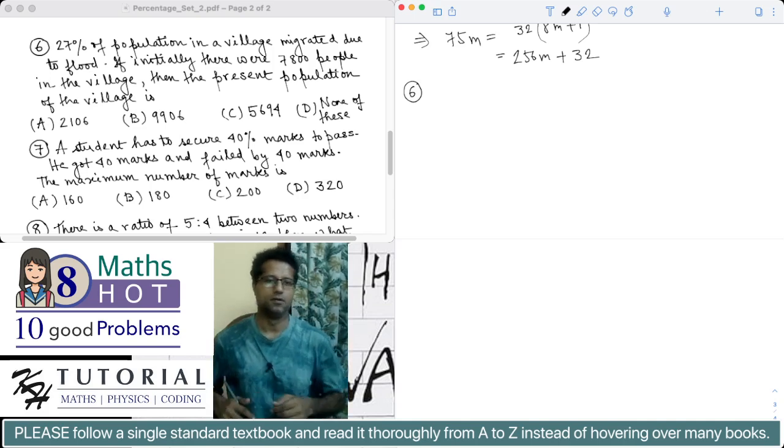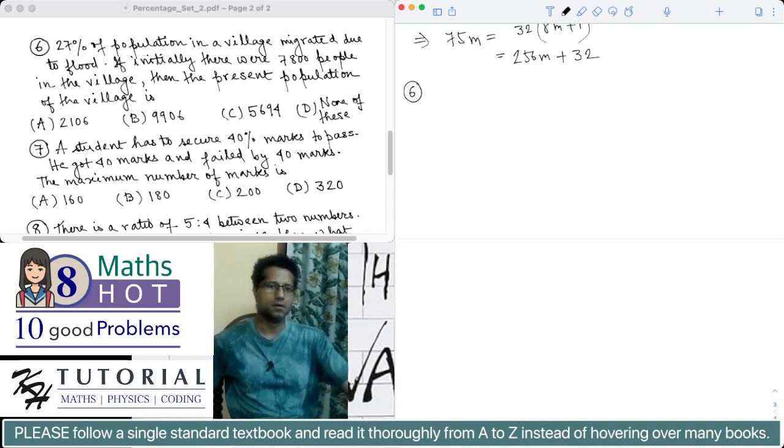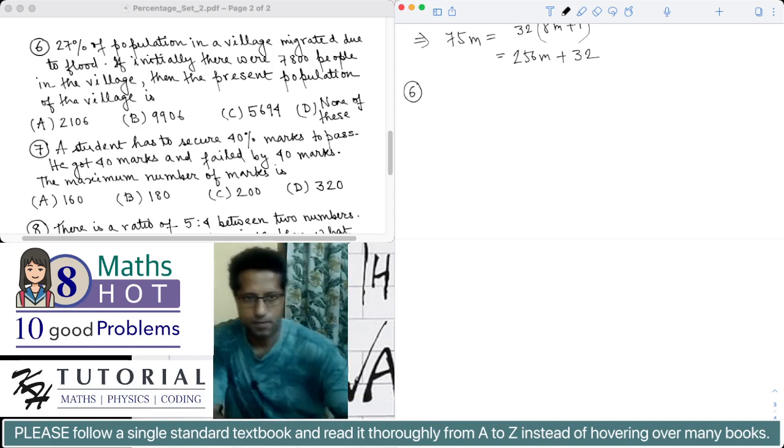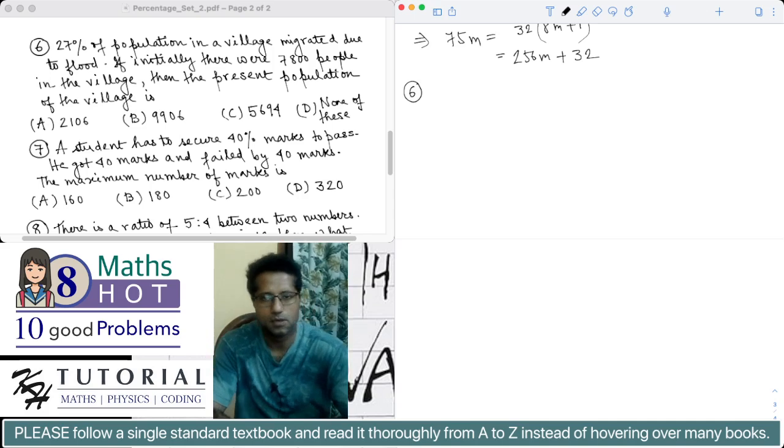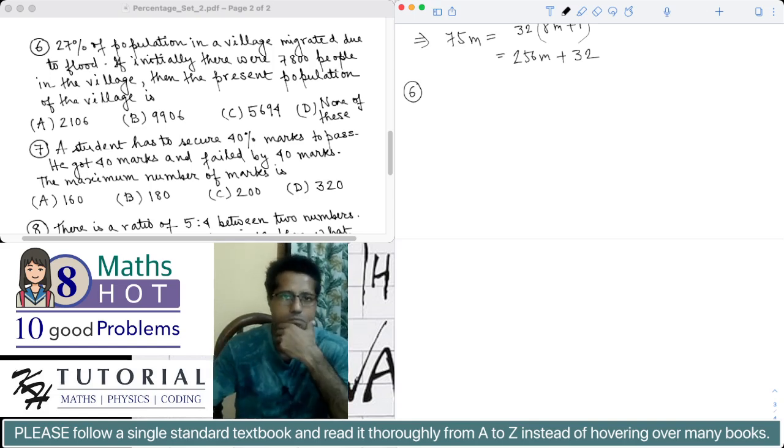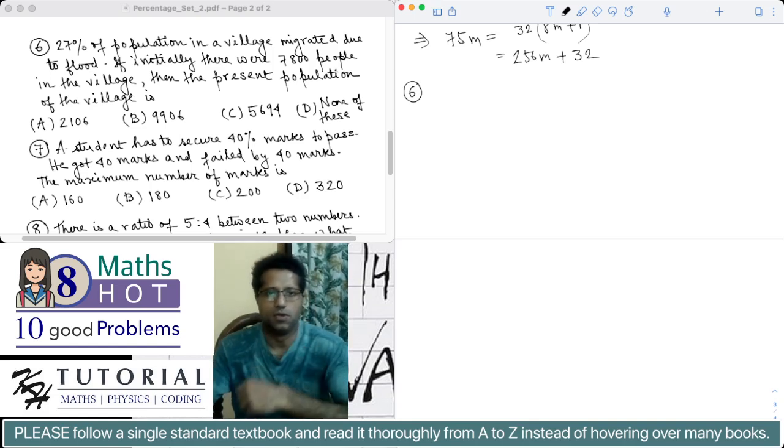And so the remaining population is what it is asking. The present population of the village means the population of the village after 27% of the population left. So initially the population was 7,800. 27% of the population in the village migrated due to flood.